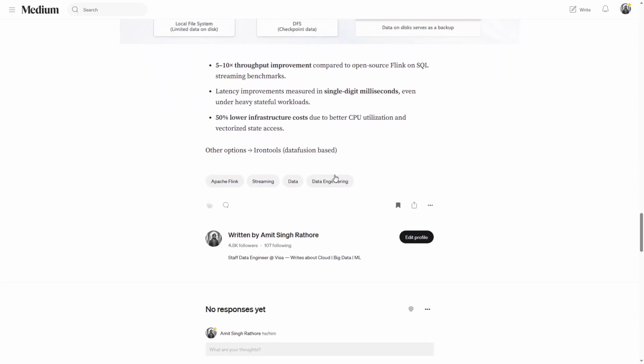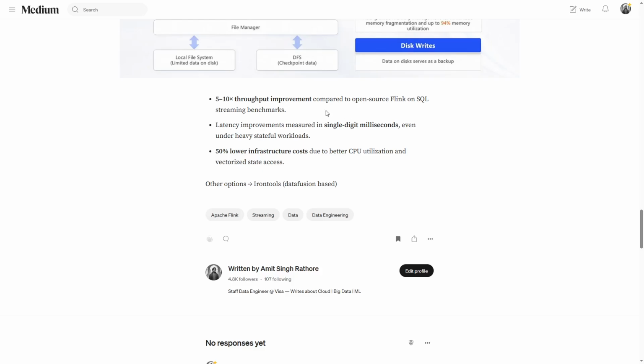So this is the throughput improvement they are gaining: 5 to 10x throughput improvement compared to open source Flink. Latency is also single-digit millisecond under heavy stateful workloads, and the total infrastructure cost was 50% lower due to better CPU utilization and vectorized state.